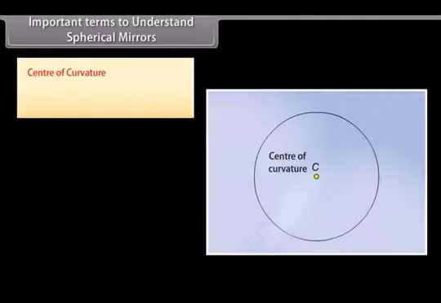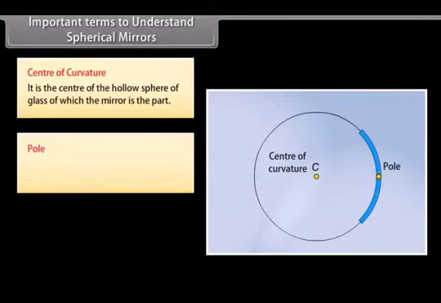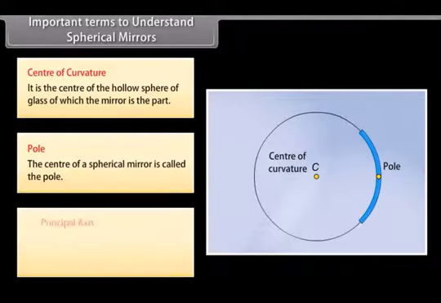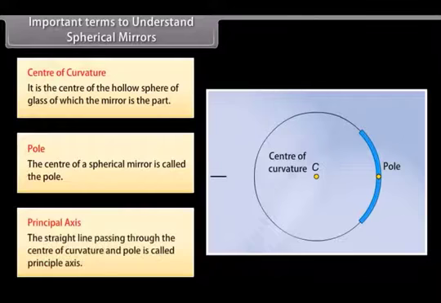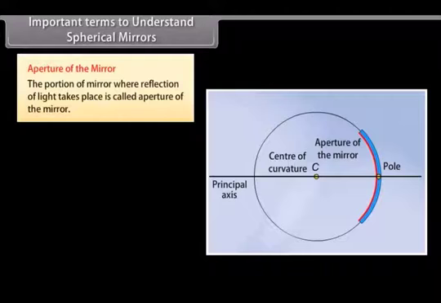Important terms to understand spherical mirrors. Center of curvature. It is the center of the hollow sphere of glass of which the mirror is a part. Pole. The center of a spherical mirror is called the pole. Principal axis. The straight line passing through the center of curvature and pole is called principal axis. Aperture of the mirror. The portion of the mirror where reflection of light takes place is called the aperture of the mirror.